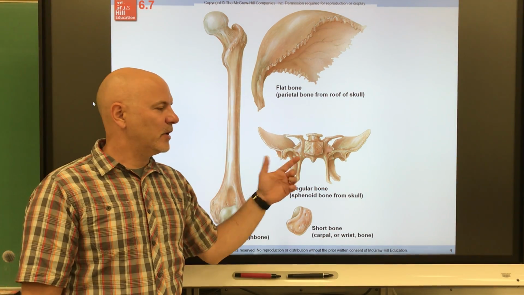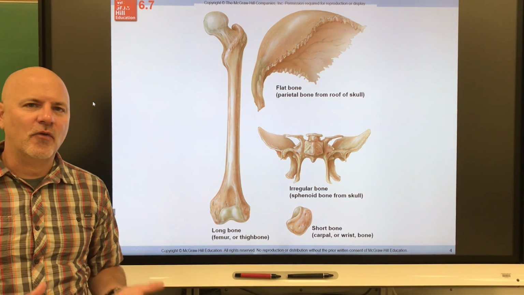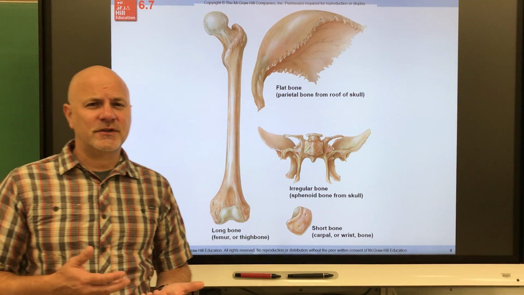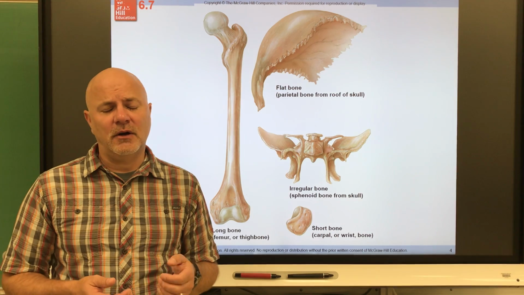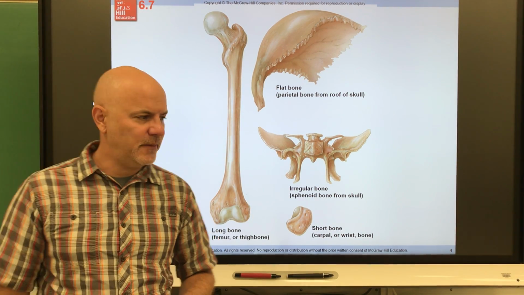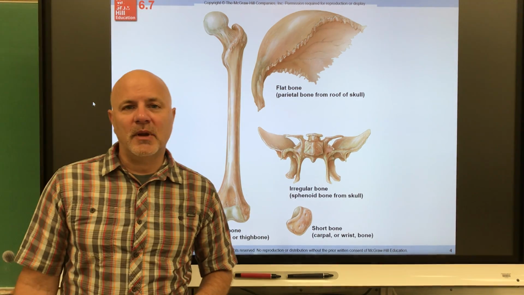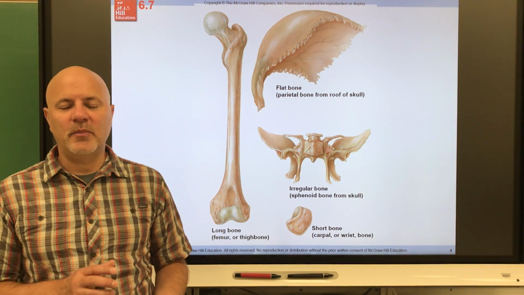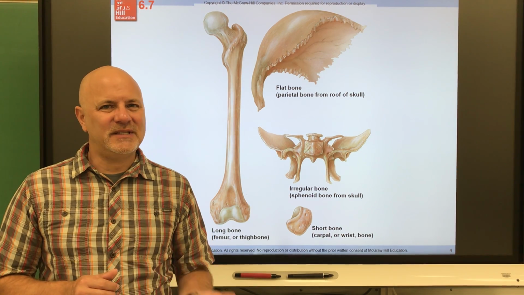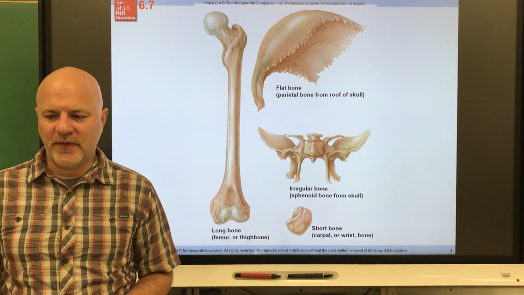Lastly are irregular bones. And so irregular bones have a variety of shapes. And so this is showing the sphenoid bones, one of the bones of our skull. Our facial bones are irregular shaped. Our vertebrae, our backbones are irregular shaped. The last category I'm going to mention are sesamoid bones. So sesamoid bones are bones that are embedded within tendons. And so our patella or kneecap is an example of that.